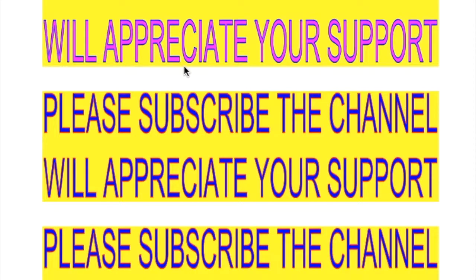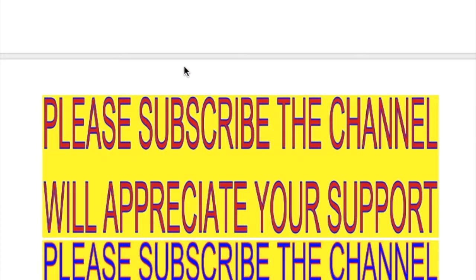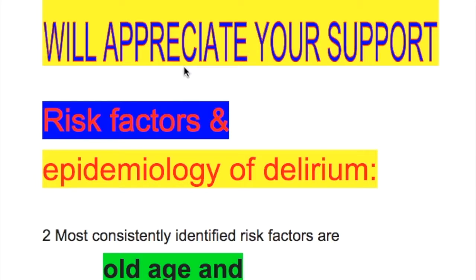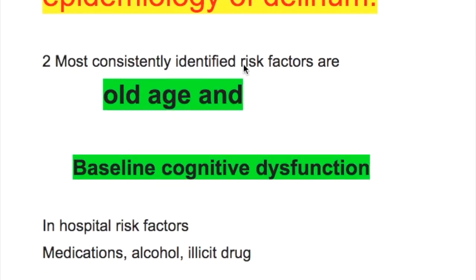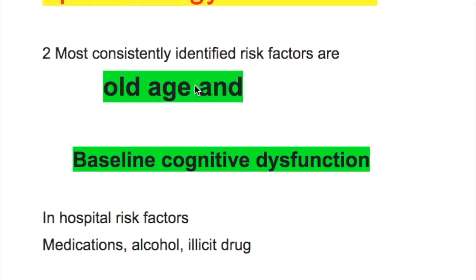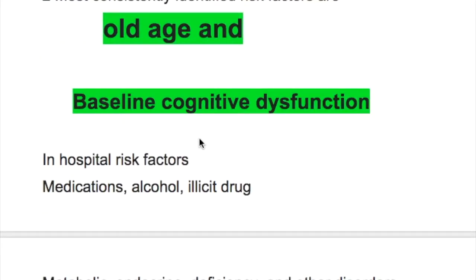In this video, we'll discuss epidemiology and risk factors of delirium. So what are the two most important risk factors causing delirium? The two most consistently identified risk factors are old age and baseline cognitive dysfunction. I have divided this topic into three.